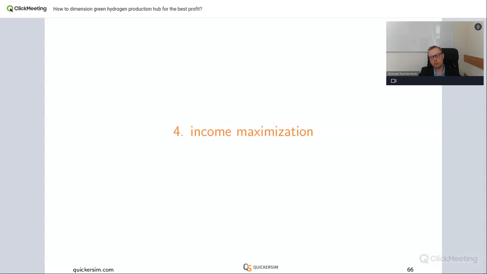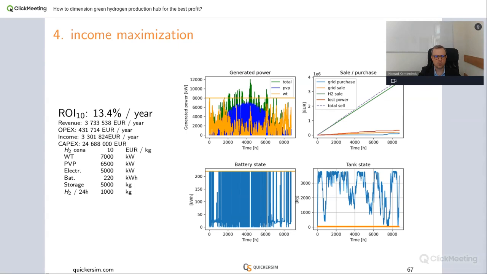I will show you a few more examples. For example, we want to maximize income in our installation. So based on that cloud of points, I search for income maximization. When we maximize income, I search for different configurations. So I have a slightly smaller wind turbine, the same photovoltaic panels, and a smaller battery. So I have a different capex for this installation, and the final income is 3.3 million euro yearly.